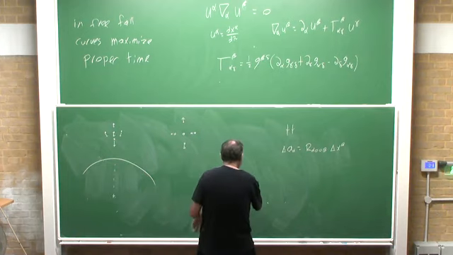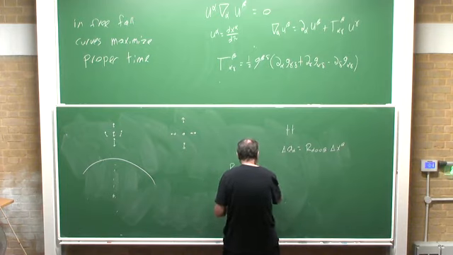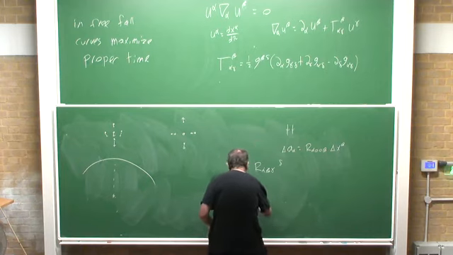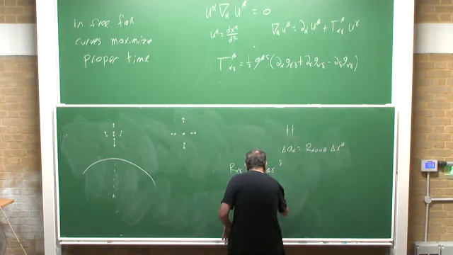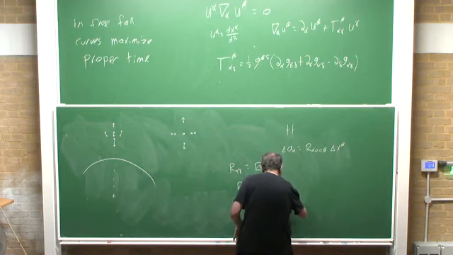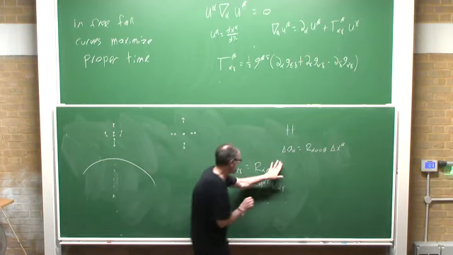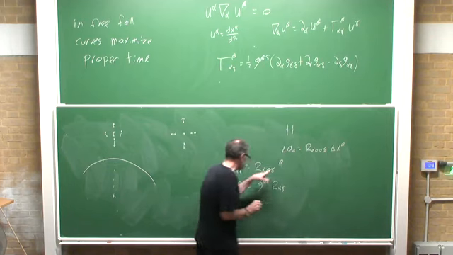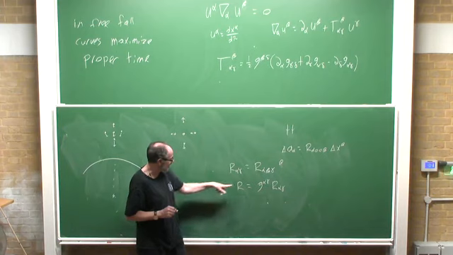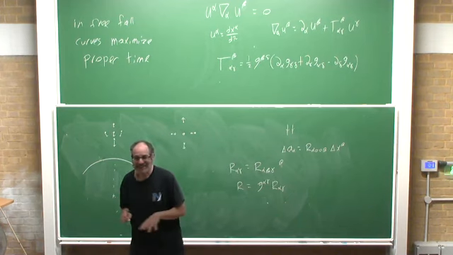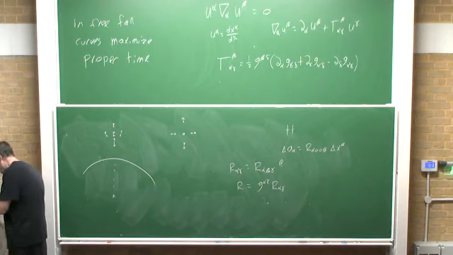Okay, so now let me write down a couple of things related to the Riemann tensor. There's the Ricci tensor, which is basically just the trace of the Riemann tensor over 2 of these indices. And then there's the scalar curvature, which is, again, the trace of this quantity. All right, so let me explain why I'm writing down these particular tensors.